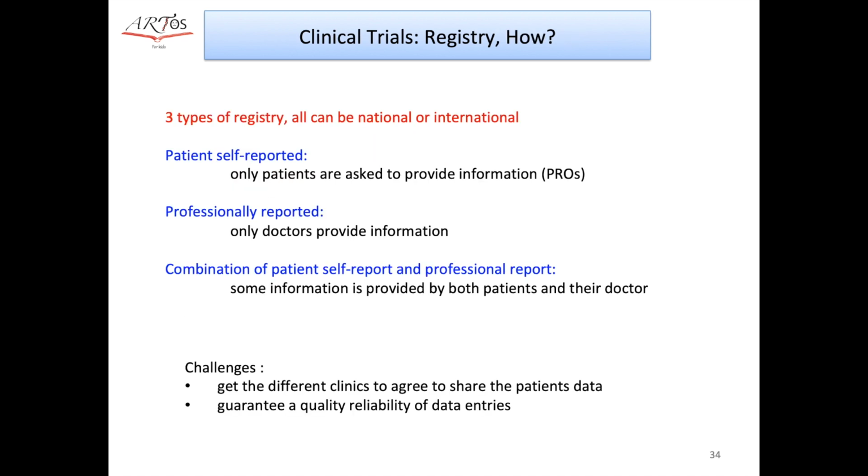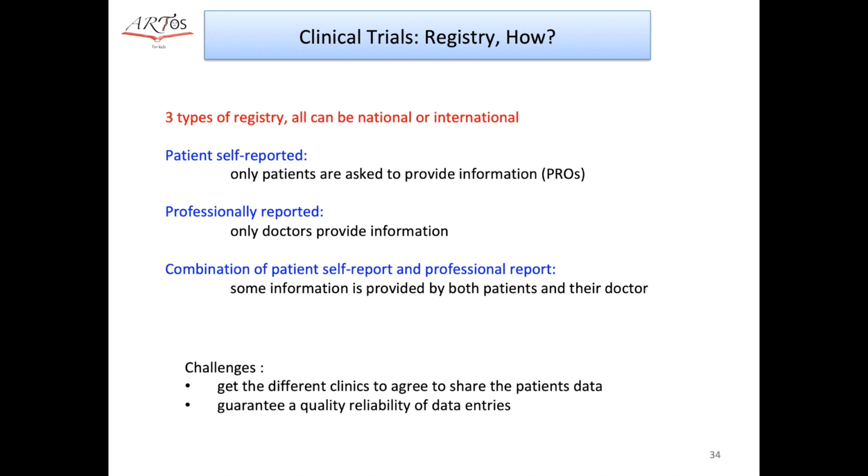There are three types of registry. All can be national or international. The patient self-reported, where only patients are asked to provide information, that's the PROs. The professionally reported, where only doctors provide information. And the combination of patient self-report and professional report, where some information is provided by both patients and their doctors.